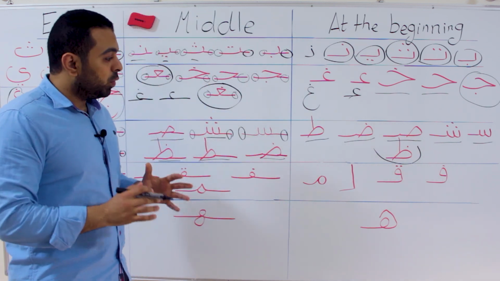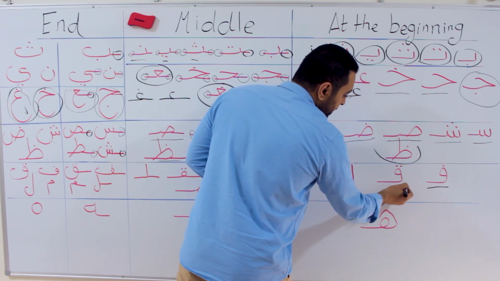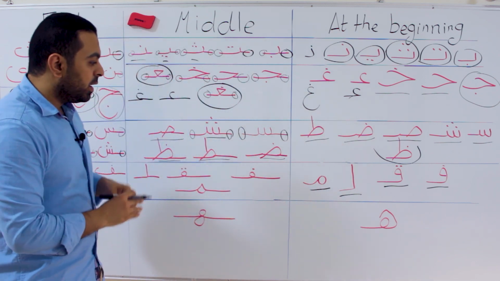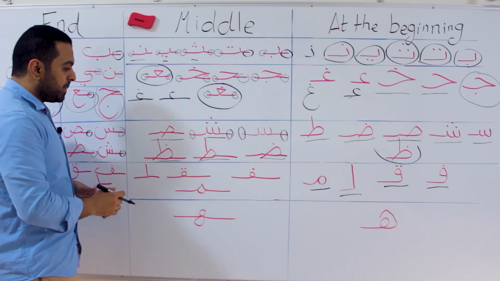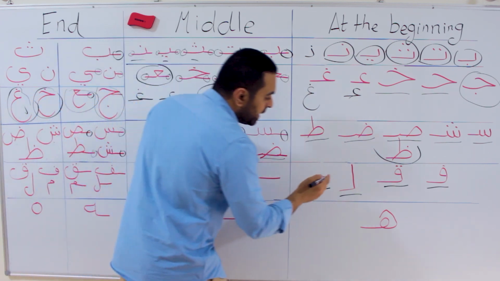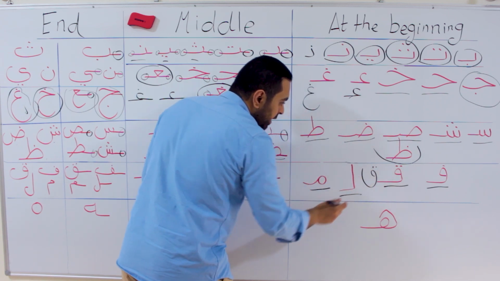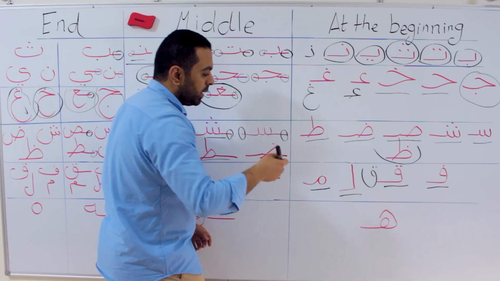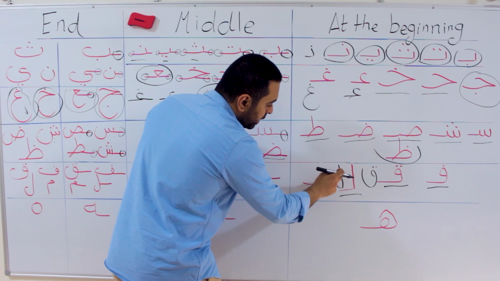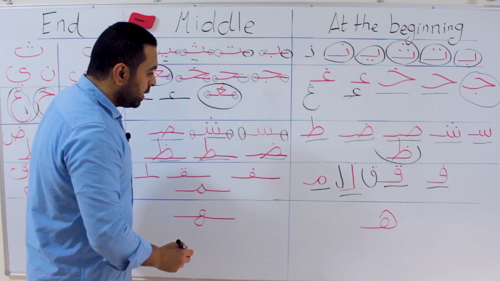Now the next group is Fa. This is Fa, and this is Qaf, and this is Lam, and this is Mim. Fa, Qaf, Lam, Mim. In the middle, it will be like this. Do you remember Lam and Qaf? Qaf was like a circle like this. You go like an arc, like this. And Lam, you go down like this. Now, it's like a 90-degree angle, okay? A vertical.